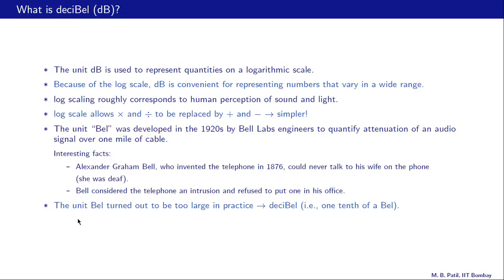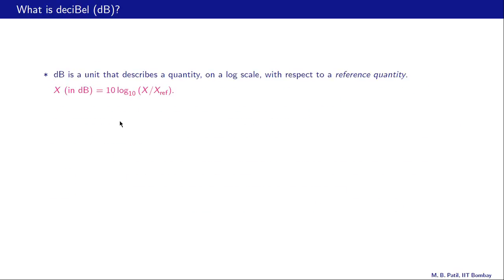Alright, now the unit Bell turned out to be too large for use in practice, and therefore what is commonly used in practice is 1/10 of a bell, that is called decibel or dB. So the dB is a unit that describes a quantity on a log scale, and it is always with respect to a reference quantity. So if we have a quantity called x, we will say that x in dB is 10 times log to the base 10 x divided by x reference.